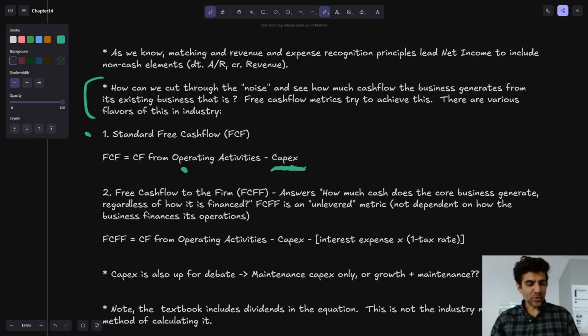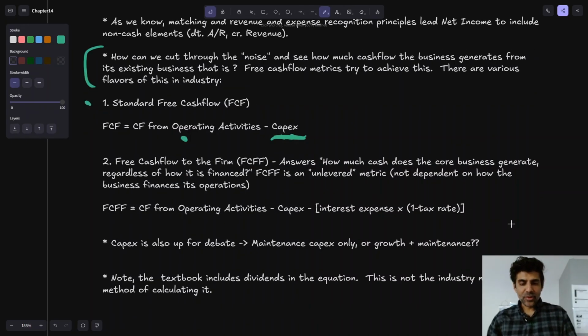There's free cash flow to the firm, FCFF. This is answering the core question: how much cash does the core business generate, regardless of how it's financed? Okay, so this is an unlevered metric. It does not depend on the other side of the accounting equation, liabilities plus equity, that split. It's just looking at just operations.